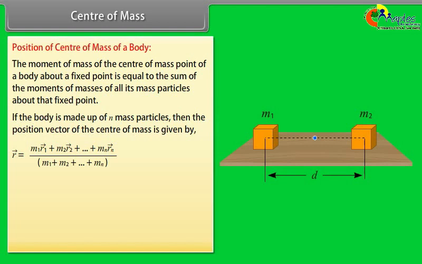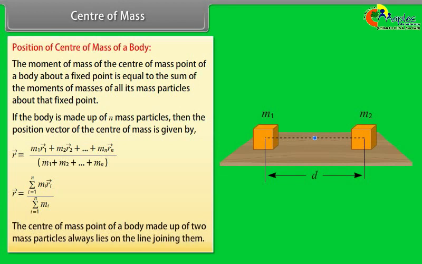On summarizing the above relation, we get r vector = summation from i = 1 to n of mi ri vector / summation from i = 1 to n of mi. The center of mass point of a body made up of two mass particles always lies on the line joining them.